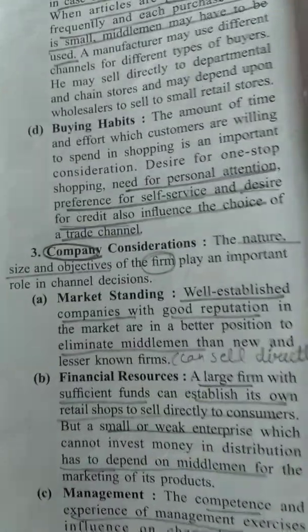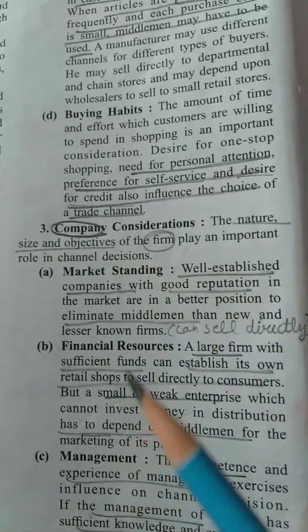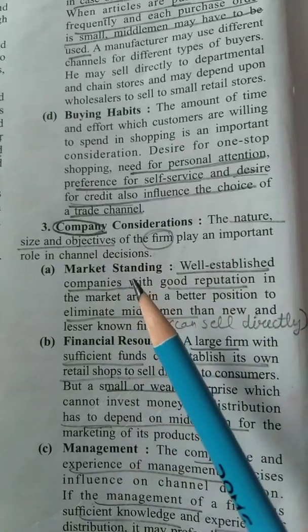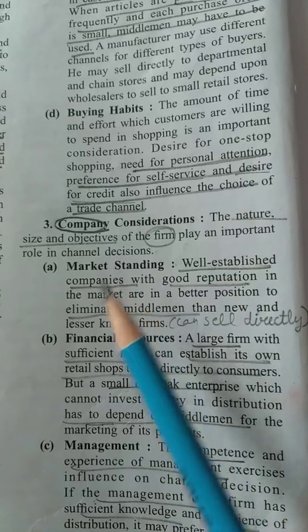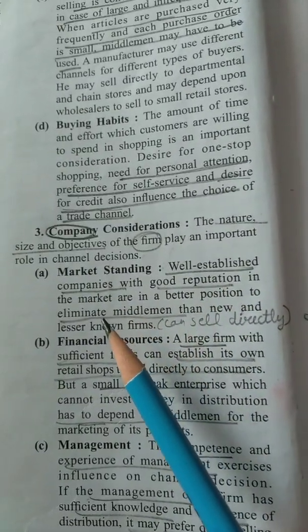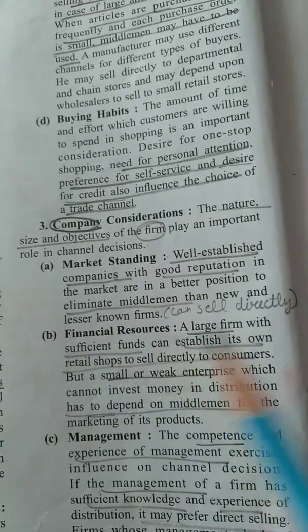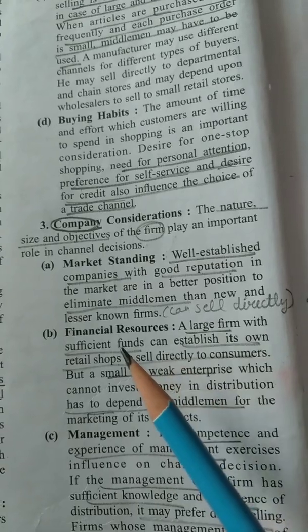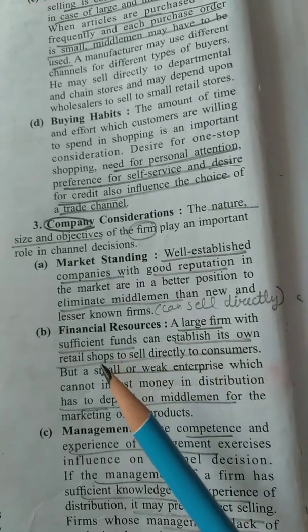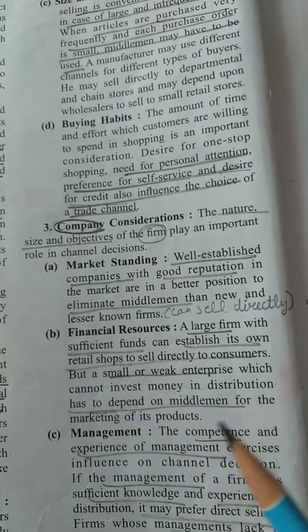Then next is company considerations, means what the firm should consider while deciding the channel of distribution. First is market standing, means what is your reputation in the market. If there are well established companies, then they can sell directly, they do not need middlemen. The next is financial resources. If the firm is large and they have enough funds, then they can sell their products through their own retail shops, as I gave you the example of Bata.